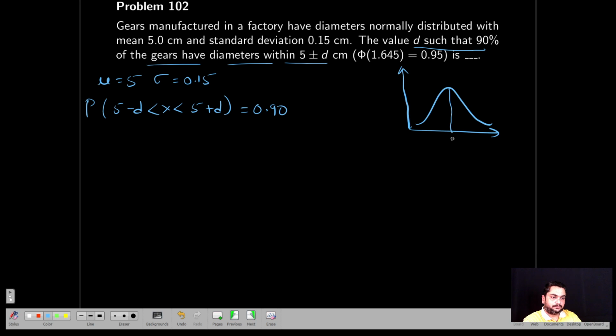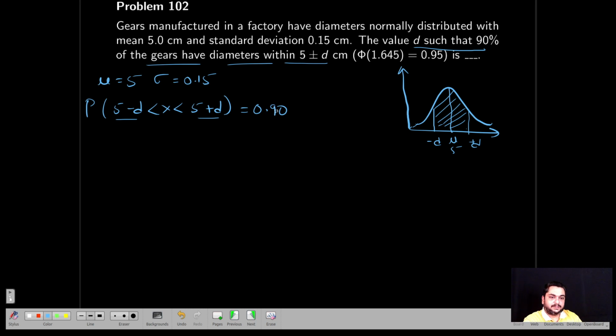This is my mu. Mu is given as pi, and this side is minus D, and this side is plus D. So this entire thing covers 90% of the area. So you find D such that it covers 90%. That is what they are saying. Now, you already solved this, but just observe here.